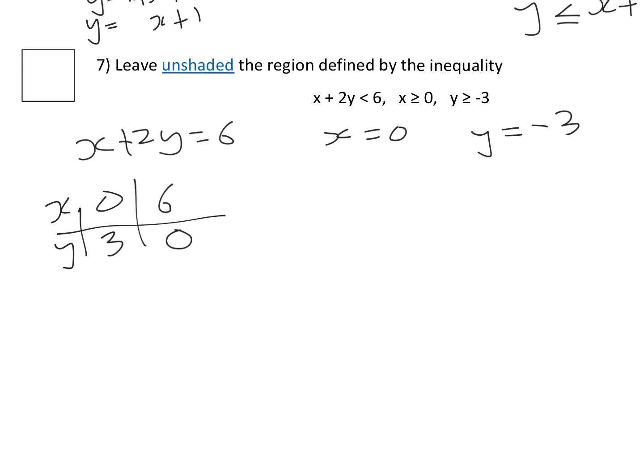Now it's good to have another point, so I'm just going to pick one. Let's choose x to be 2. And we need to do some working out for that. X is 2, so instead of x plus 2y, it would be 2 plus 2y is 6. So 2y would be 4, so y would be 2. So when x is 2, y is 2.